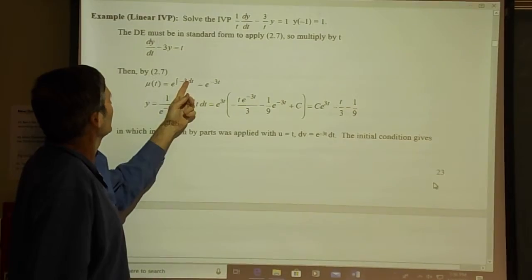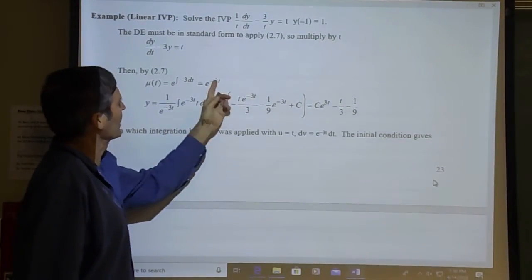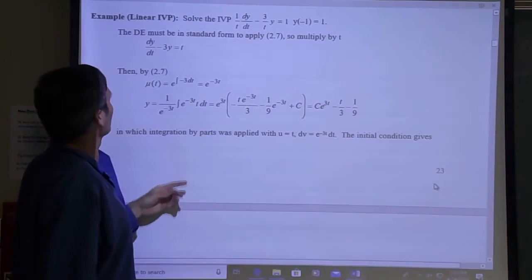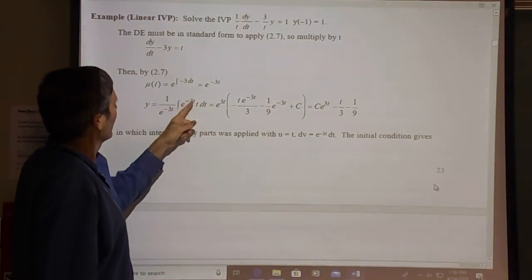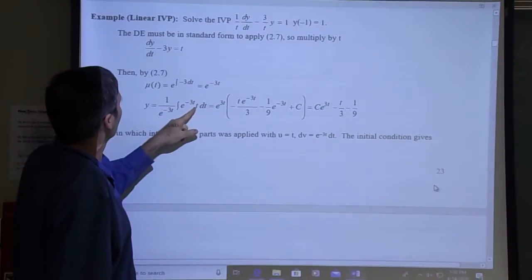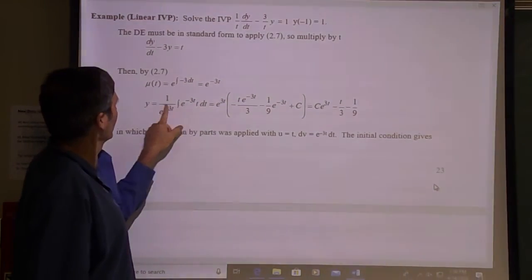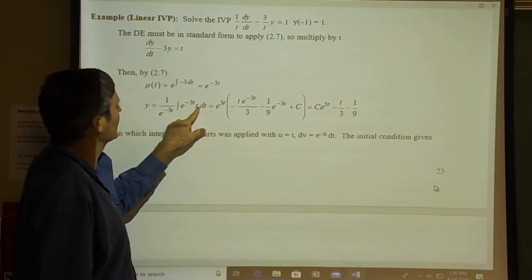e to the integral of p(t), which is e to the integral of minus 3, is e to the minus 3t. Again, we can leave out the constant if we want. And so this time we'll just cut straight to the formula and say, oh, it's 1 over mu times the integral of mu f(t) dt, where f(t) is t and mu is e to the minus 3t. And let's see, it's 1 over e to the minus 3t, which is e to the plus 3t, and an integral of e to the minus 3t times t.